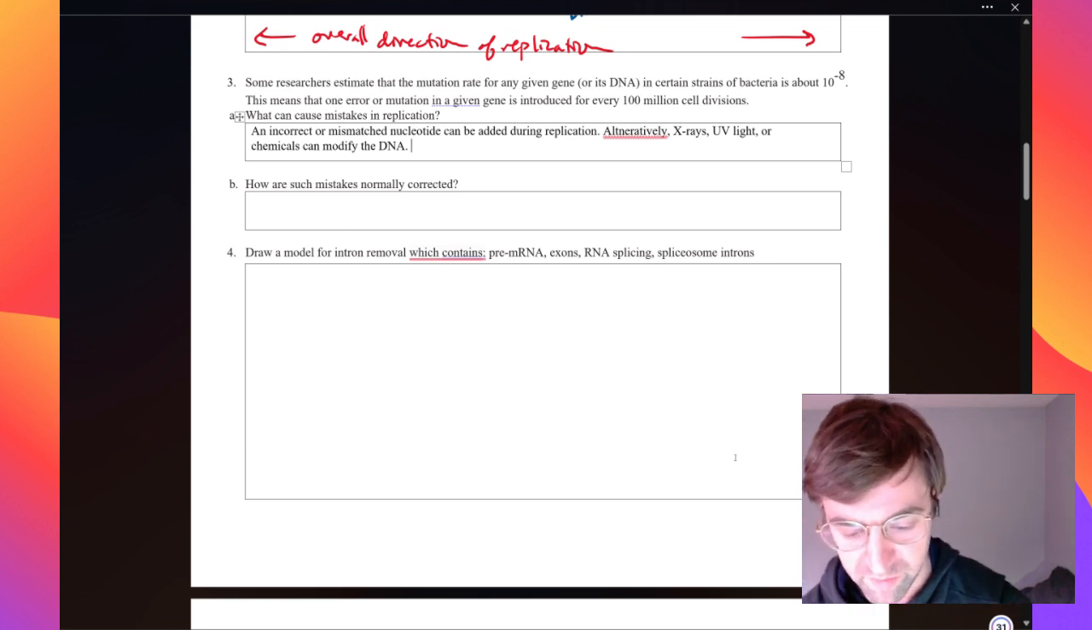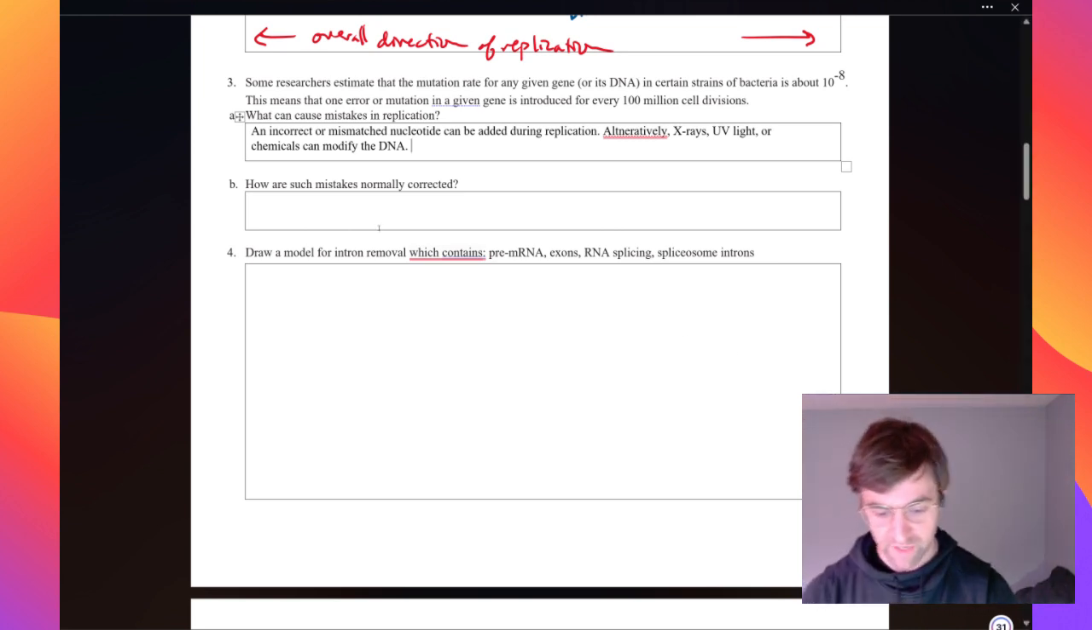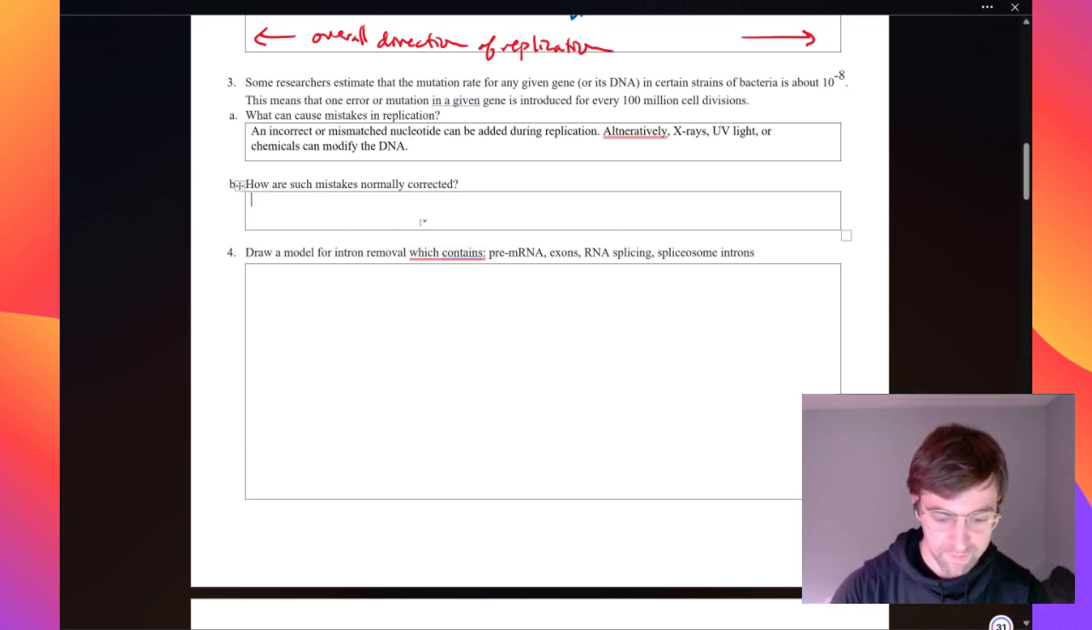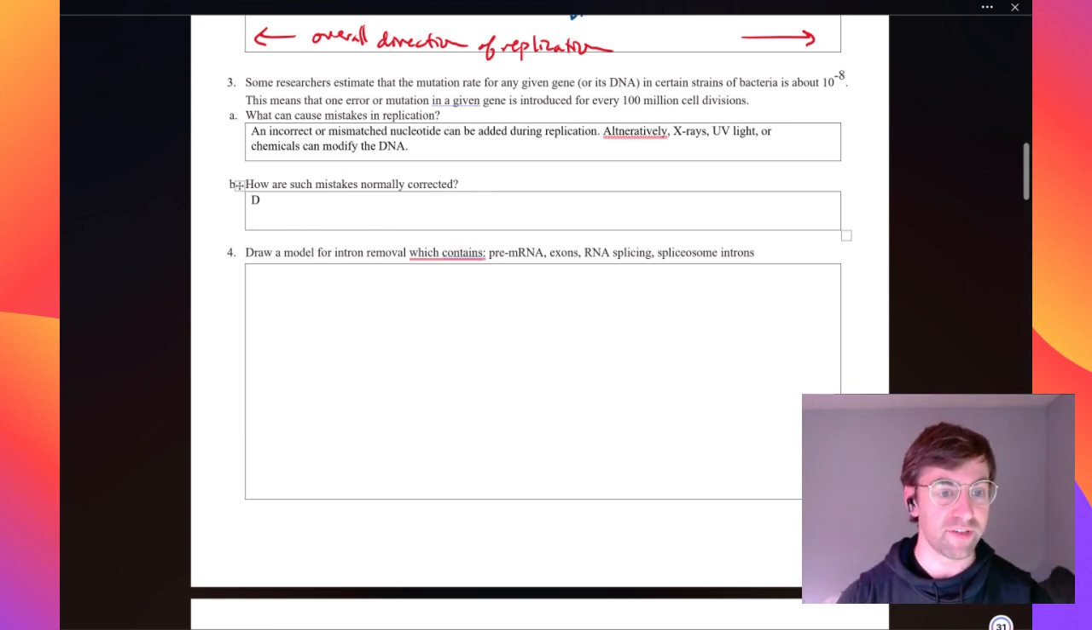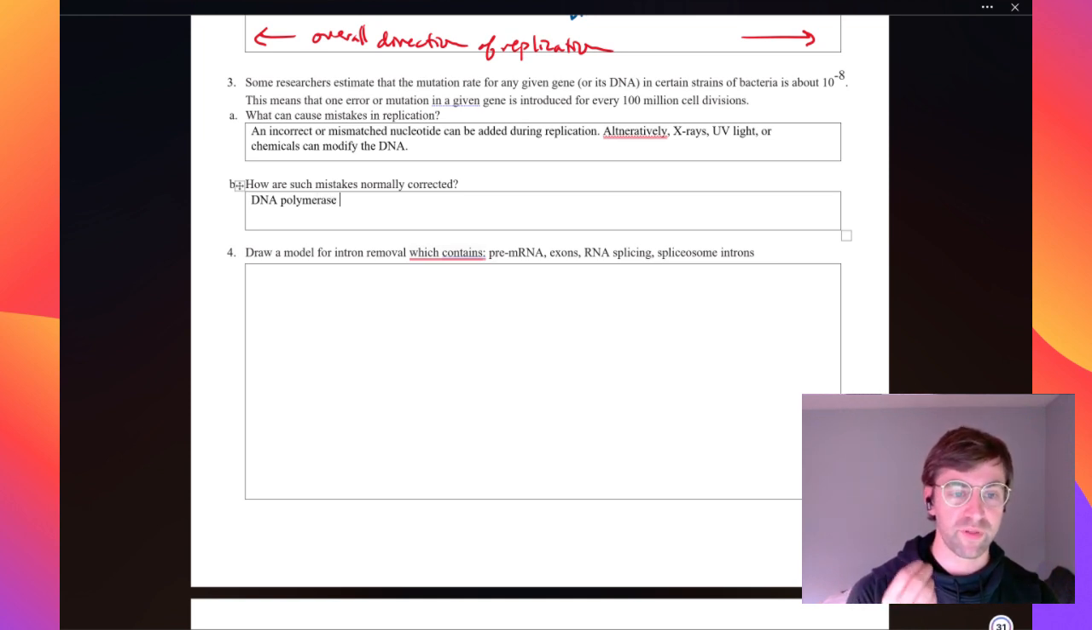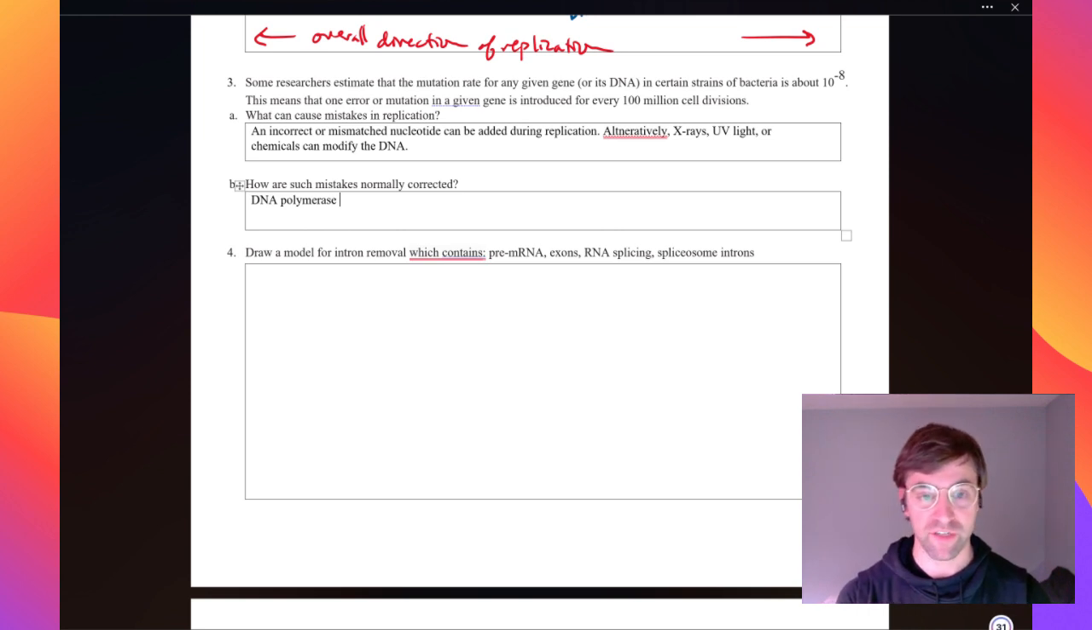How are such mistakes normally corrected? So DNA polymerase. DNA polymerase is really important here. Polymerase inserts new nucleotides during normal replication. It also checks or proofreads each new nucleotide against the template for mismatches. Normally.